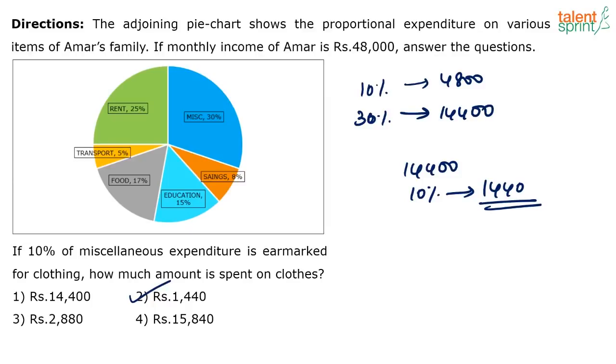Or the other way to look at it is like this. See, for miscellaneous items, he is spending 30% of his salary. Out of this 30%, what is 10% of this 30%? It is nothing but 3, right? So net I can say that 3% of his monthly income he is spending on clothes. So what is 1% of 48,000? It is nothing but 480, right? So what is 3 into 3? 1,440. Same way you can do it like this also.